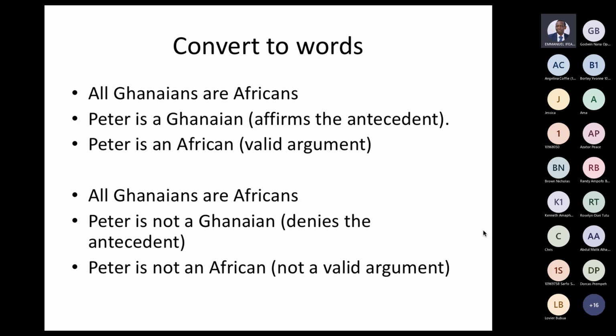Now, is Peter not being a Ghanaian enough to show he's not an African? If you prove that Peter is not a Ghanaian, is it enough to have shown that he's not an African? The answer is no. If you prove that he's not a Ghanaian, you still need to prove that he is not from any other African country. You need to prove that he's not a Nigerian, he's not a Cameroonian, he's not a Togolese, he's not a South African, he's not a Kenyan, and he's not from any of the other African countries before you can arrive at the conclusion that Peter is not an African. Now, that has not been done. So saying that Peter is not a Ghanaian is not a valid reason for saying that Peter is not an African.